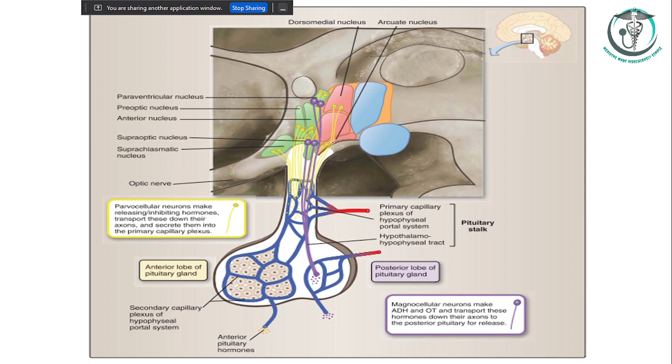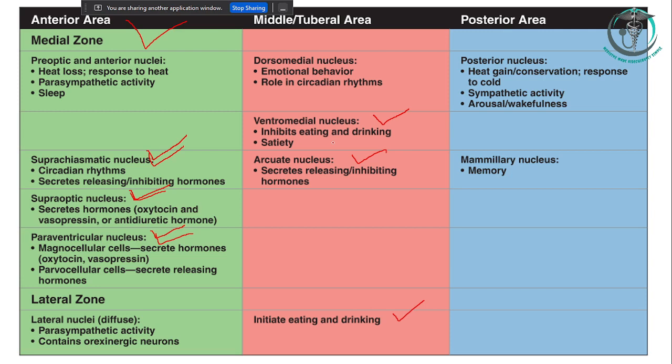I hope it's clear. Now, because we're talking about the hypothalamus, it is part of the central nervous system, so the aggregations of neurons it has, we call nuclei. It can be divided into three zones: the anterior, the middle, and the posterior. But physiology is mostly interested in the anterior area, because it has three types of nuclei we need to know. The suprachiasmatic nuclei, what does it do? It secretes releasing and some inhibiting hormones. I'll talk about them later. The supraoptic nuclei, what does it do? It secretes hormones like oxytocin and vasopressin.